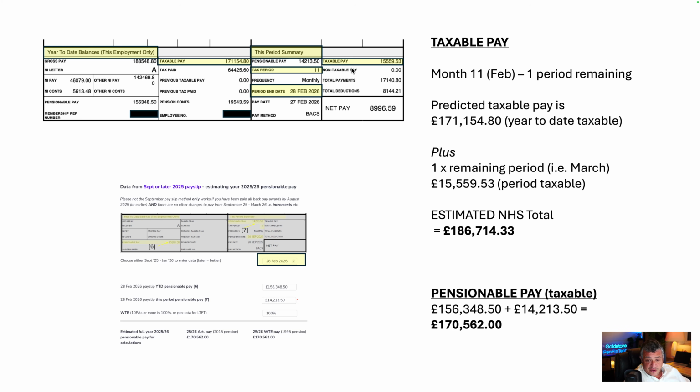Now, it's particularly good if your pay is stable, i.e. you're not due an increment and you don't have a variable number of WLI shifts or overtime. And if that's not the case, you'll need to make a more manual estimate of taxable pay. And I've also updated my modeler to include the February payslips as well. So again, you can put in the information from that for year-to-date pensionable pay, period pensionable pay, and then that will give you a really accurate estimate of pensionable pay in the year-to-date.